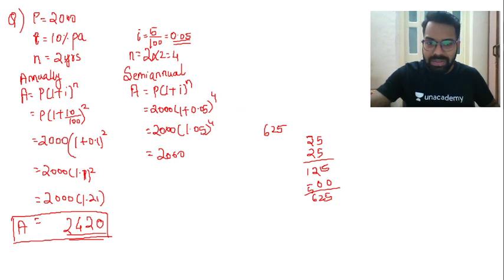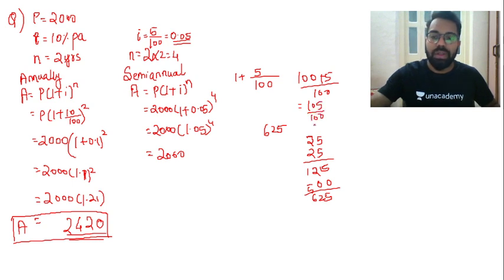Okay, let me write a simple calculation for you over here. Let me calculate this very simply so that you don't get confused. Let me not write it as 0.05. Let me write it as 5 upon 100. When you add this to 1, it becomes 100 plus 5 upon 100. This is equal to 105 upon 100. Basically, you have to calculate 105 the whole raised to 4.